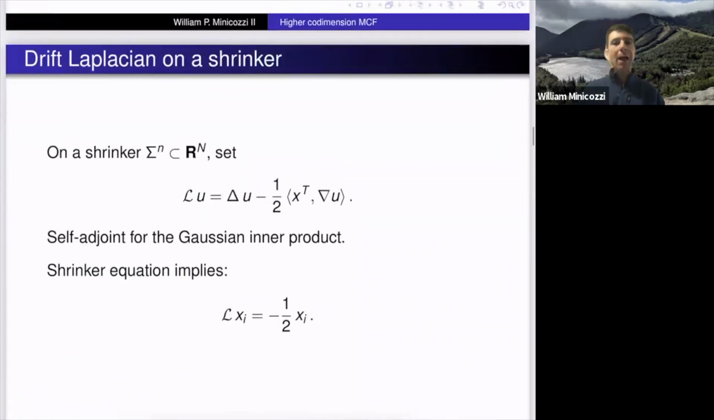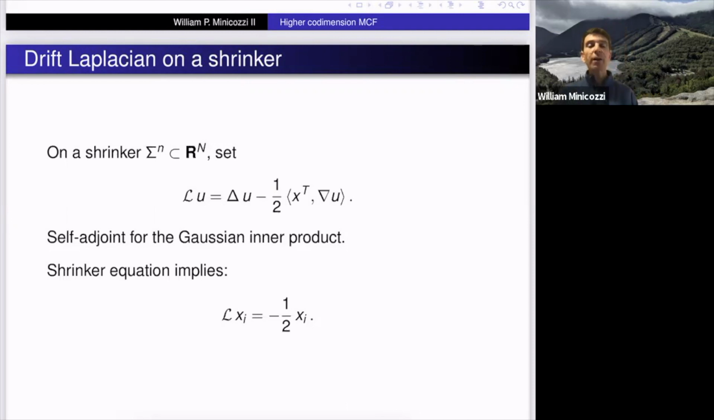Okay, this drift Laplacian on Rn can be thought of as a special case of a drift Laplacian on a shrinker, a mean curvature flow shrinker. So what I'm going to do here, the script L operator looks extremely similar, except instead of having x, I have the tangential part of x. So I take the gradient of the function and inner product with the tangential projection of x.